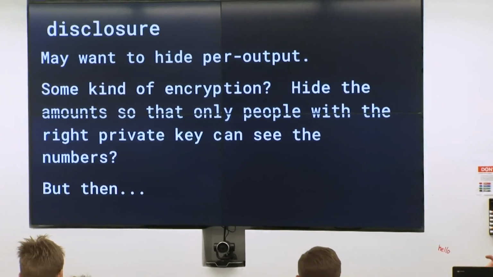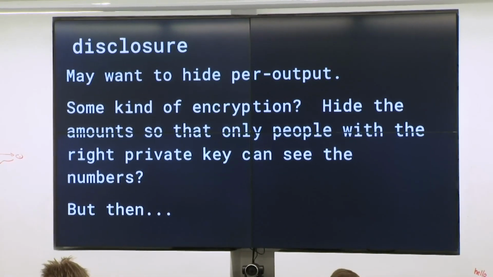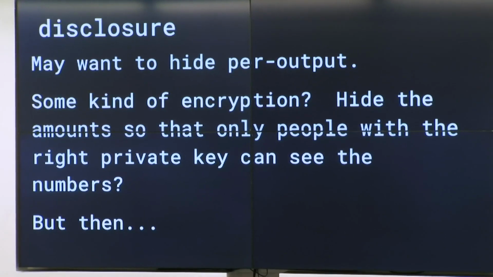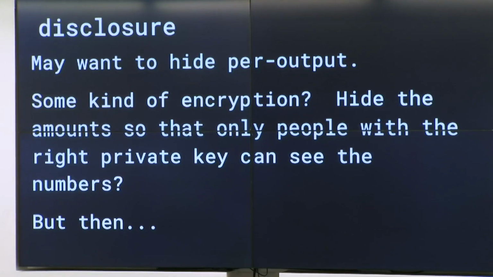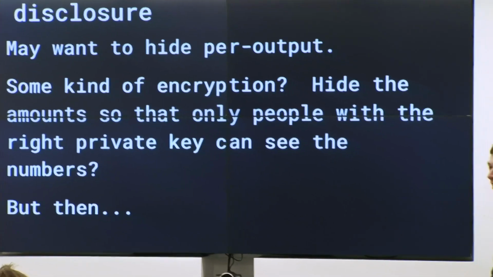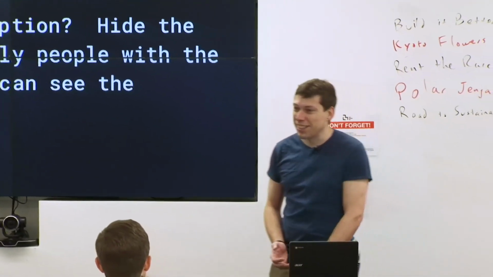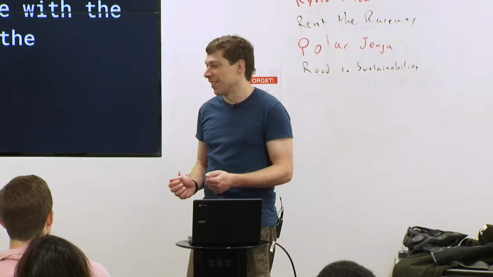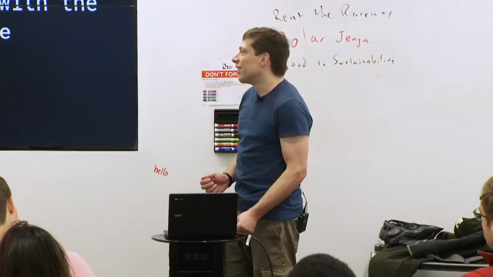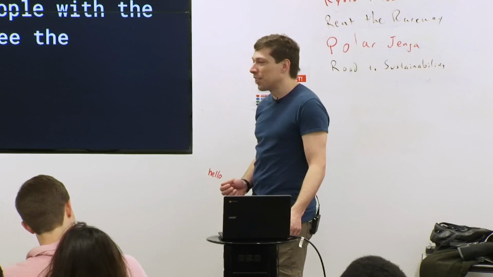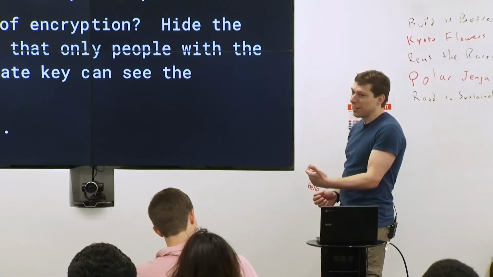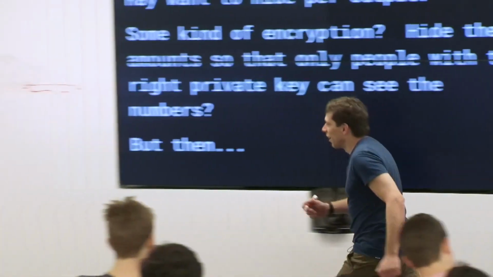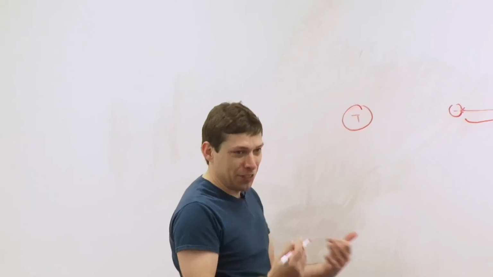So, any ideas? Some kind of encryption? Hide the amount so that only people with the right private key can see the numbers? Right? Actually, I don't think I've even talked about encryption ever in this class, because there is no encryption in blockchains. If you read something about blockchain and it says blockchain is encrypted, you know they don't know what they're talking about. So I haven't actually defined encryption, but generally you have some kind of private key, you take a clear text, and you apply some function. Like I had with signatures, you have a set of functions.